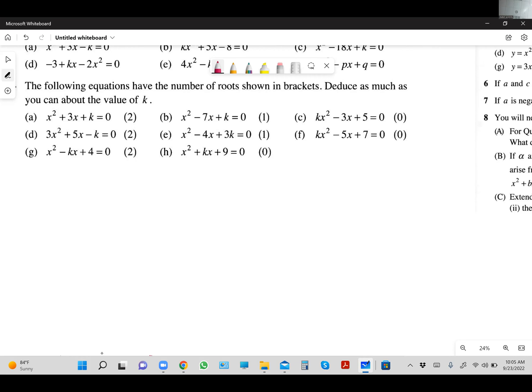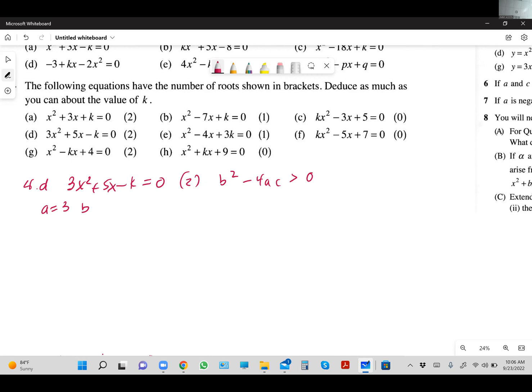All right, so which one do you want me to do? Which letter? 4 what? 4D. All right, it says 2 solutions. Okay, fine. 4D. 3x squared plus 5x minus k must equal 0, and it wants 2 solutions. So b squared minus 4ac has to be greater than 0.